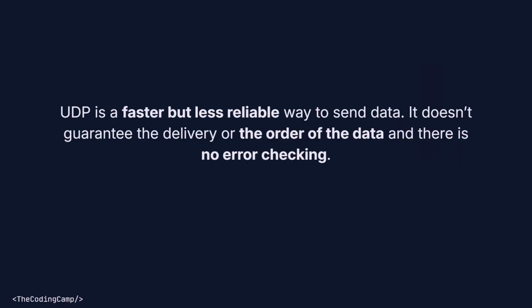UDP, which is an abbreviation for User Datagram Protocol, is a faster but less reliable way to send data. It doesn't guarantee the delivery or the order of the data, and there is no error checking. It's fast but not reliable, and mostly used in streaming, voice and video calls, and online gaming.